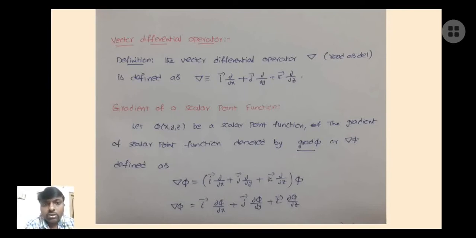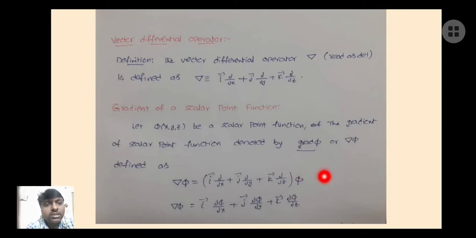Now I go through the definition of the gradient of a scalar point function. Let phi of x, y, z be a scalar point function. The gradient of a scalar point function is denoted by grad phi. It is also written as del phi, both are the same. It is defined as del phi is equal to i bar ∂/∂x plus j bar ∂/∂y plus k bar ∂/∂z. It is an operator, as I already discussed in the vector differential operator. It will be applied on a scalar point function phi.